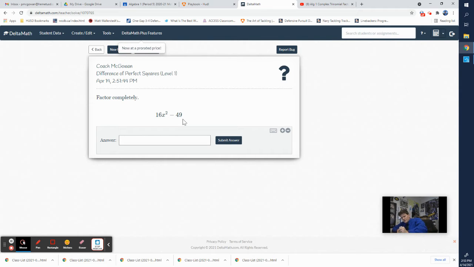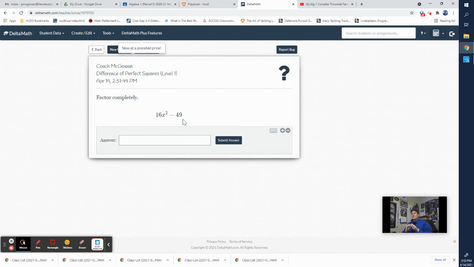16x squared plus 0x minus 49. This is what I'm talking about. We have a zero in the middle, so it's not there. It doesn't exist, right? When this happens, that means we get canceled out. And the only way we could cancel things out is if it's exactly the same for both parentheses, except one of them is plus and the other one is negative. Let me show you what I mean.